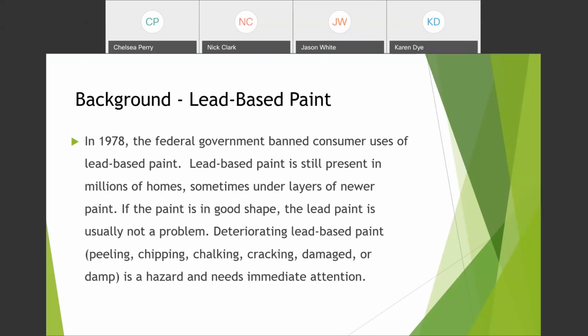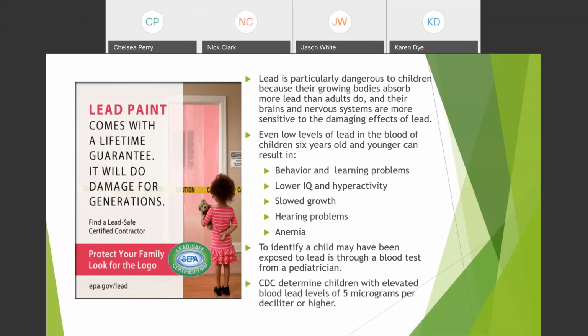Who's at risk and how does lead affect children, particularly in homes? Children exposed to lead absorb more than adults do. The brain and nervous system are more sensitive to damage from lead. There is no safe level of lead. Even lower levels of lead in the blood of children 6 years and younger can result in behavioral and learning problems, lower IQ and hyperactivity, slow growth, and hearing problems.